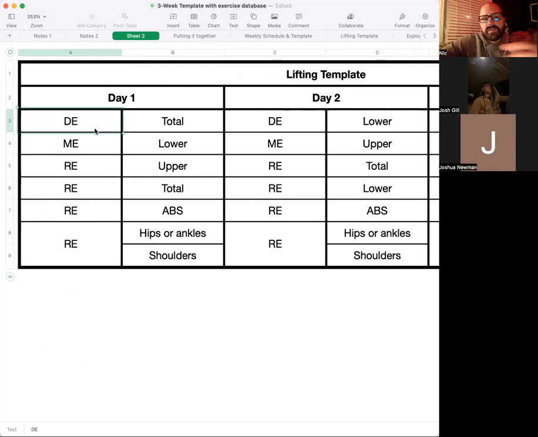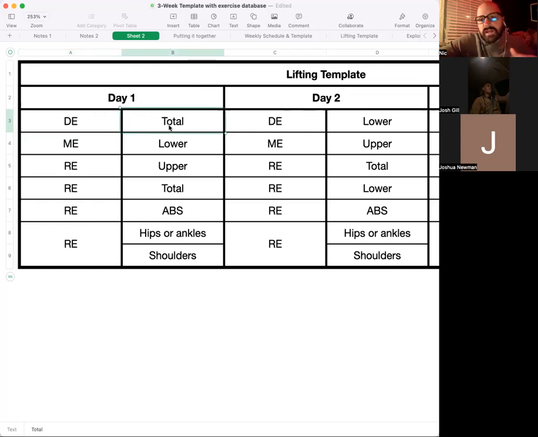Dynamic effort is the fast, explosive stuff. I always put it at the beginning, which gets the nervous system ready. Fast movements require the nervous system when it's the freshest, or to train speed work. Yes, we can train speed endurance and do it later in the workout. But if I'm looking to train pure fastness, I usually put it at the beginning.